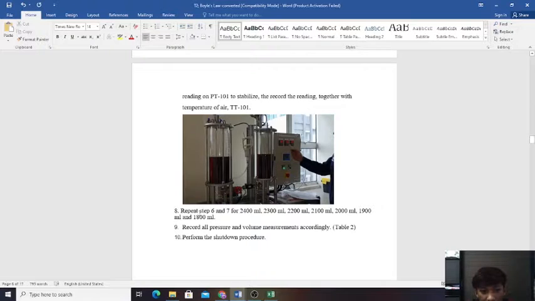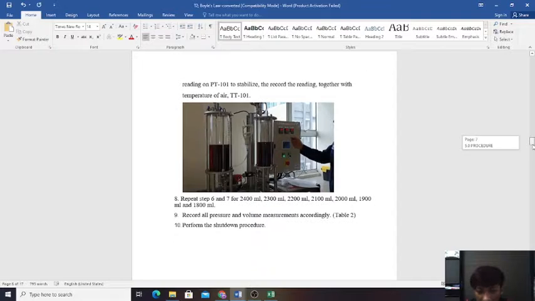And then repeat steps 6 and 7 for 2400 mm, 2300 mm, 2200 mm, 2100 mm, 2000 mm, 1900 mm, and lastly 1800 mm. Record all pressure and volume measurements accordingly to table 2 and finally perform the shutdown procedure.